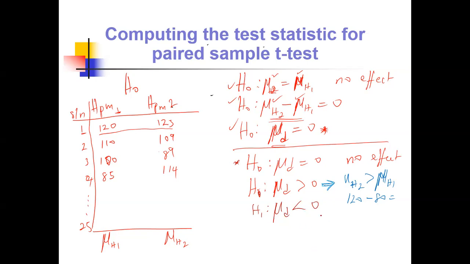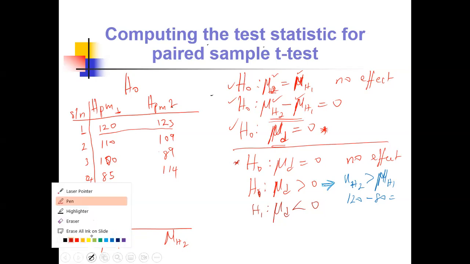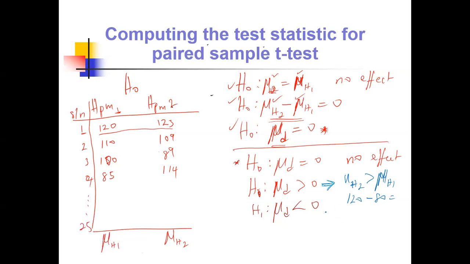This is possible if, for example, the heart rate after is actually less than heart rate before. Okay, if this is true, then the answer will be less than 0. It will be negative. So for example, if I have, let's say this is 99, and I'm subtracting it from, let's say, before the exercise, it was actually 100.